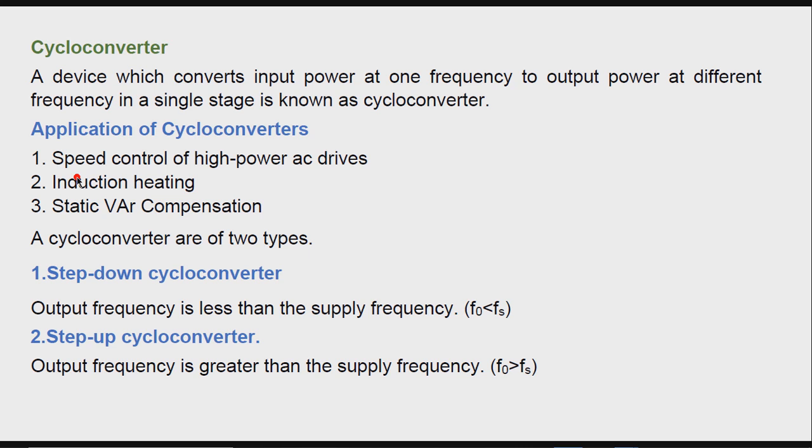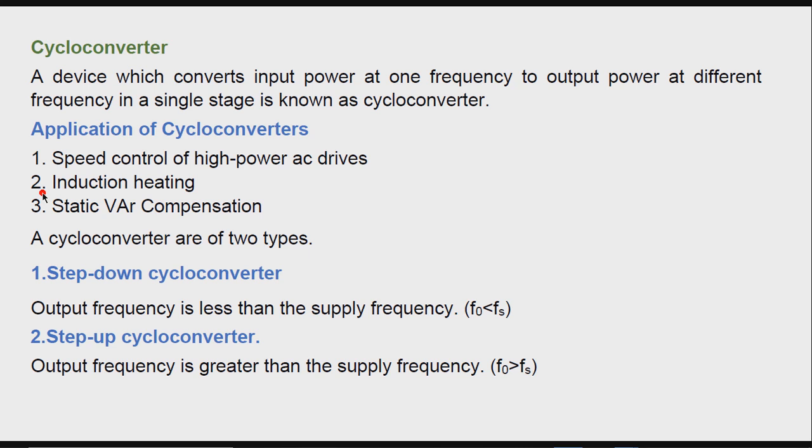Applications of cycloconverters: first, speed control of high power AC drives; second, induction heating; third, static VAR compensation. The general use of a cycloconverter is to provide either a variable frequency power from a fixed input frequency power, as in the case of AC motor speed control, or a fixed frequency power from a variable input frequency power, as in the case of a wind generator.